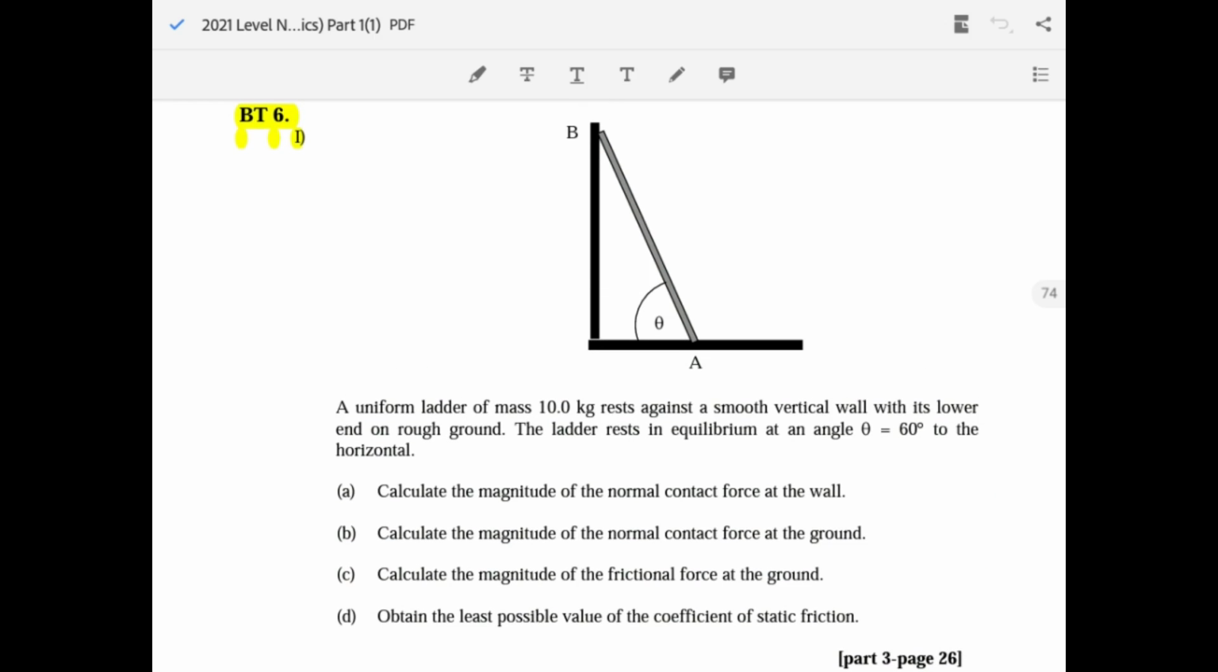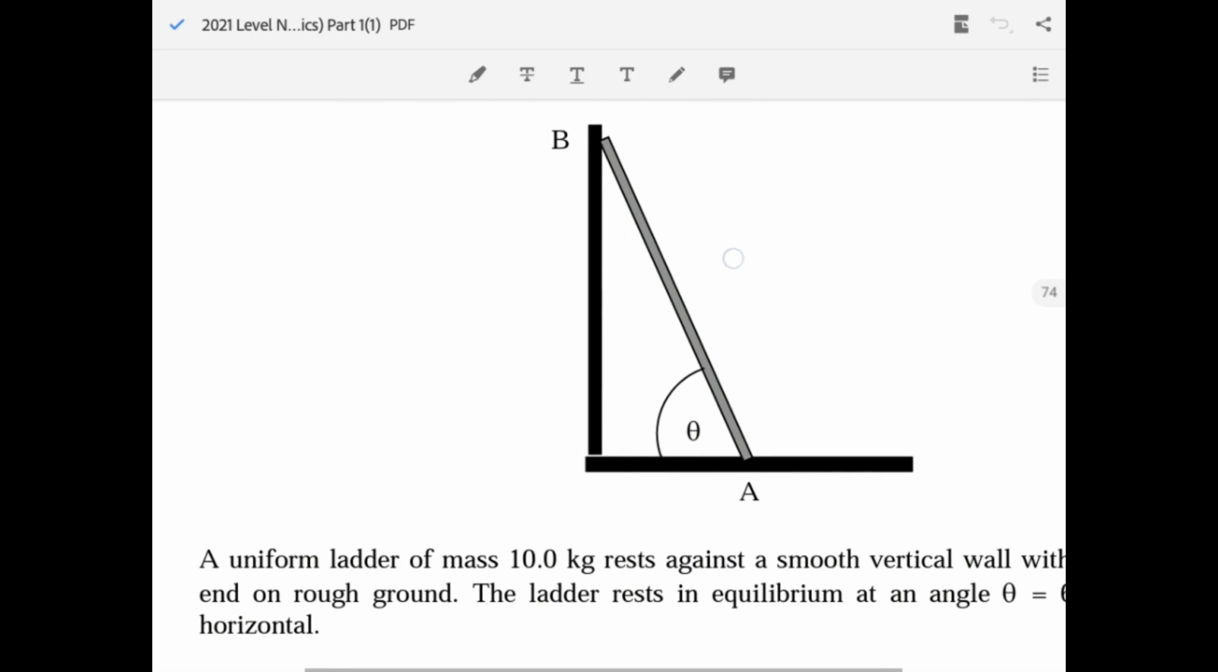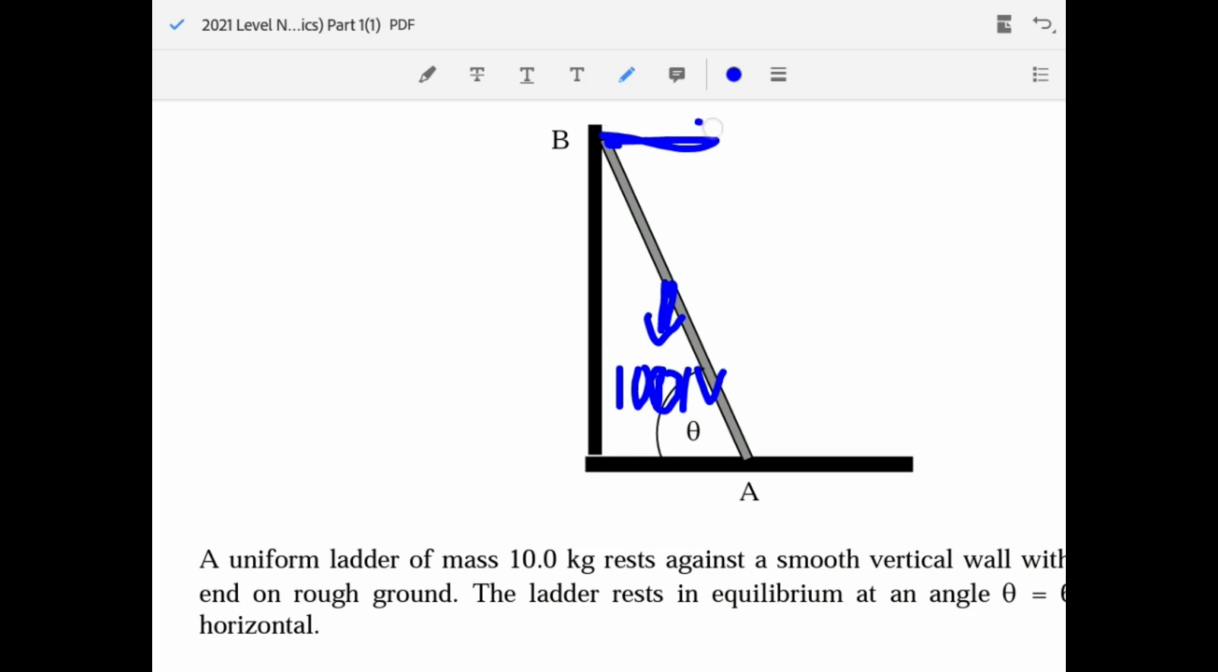Now here, a uniform ladder of mass 10 kilograms rests against a smooth vertical wall. So this is just an FBD. We took it in mechanics last year. This is G, 100 newtons. And the wall is smooth, so this is the only force there. And then here you have another normal push. And then here you have friction. Like that. So what did they ask you?